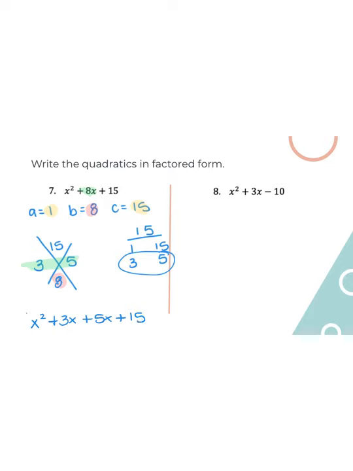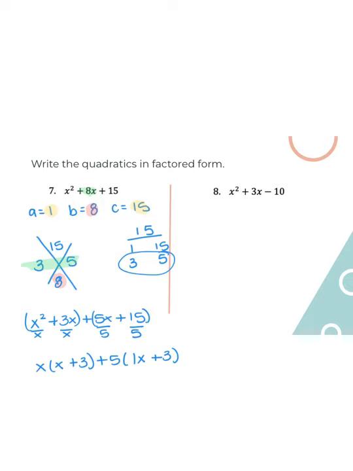I'm going to group these two and group those two. X squared and 3x, I can take an x out of both of them. And 5x and 15, I can take a 5 out of both of them. Okay, my x is going to come out front. X squared divided by x, I still have 1x left. And 3x divided by x, I still have that 3. Okay, plus 5 comes out front because I divided by 5. 5 divided by 5 is 1, and I still have an x. Plus 15 divided by 5, so plus 3.